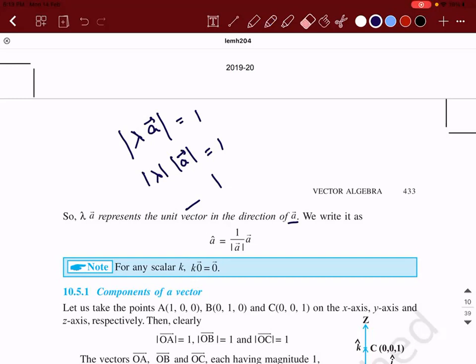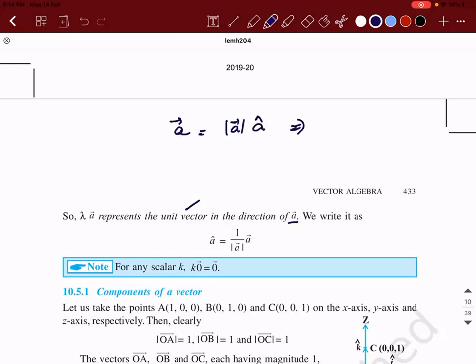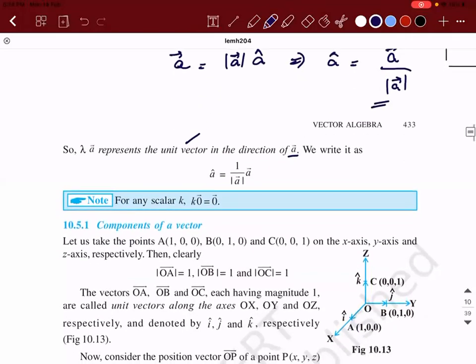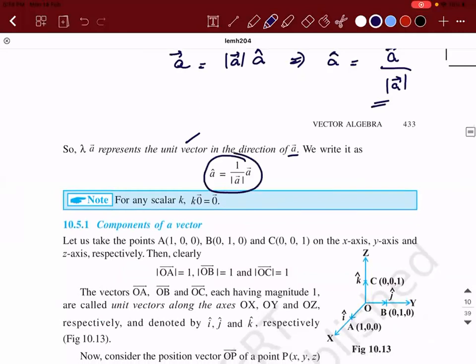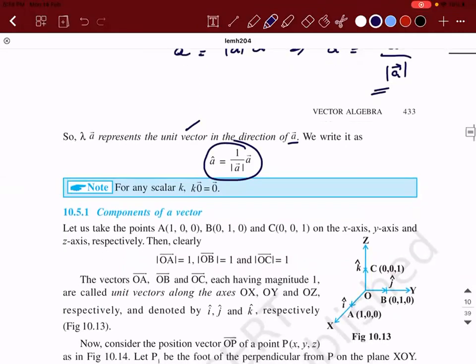We know the fact that, okay, I already made this. So they have unnecessarily written this. I have already told you that a vector is equal to magnitude of a vector into a cap. So what is the formula for a cap then? It is a vector divided by the magnitude of a vector, which is going to be this value. Okay, is it clear, guys?